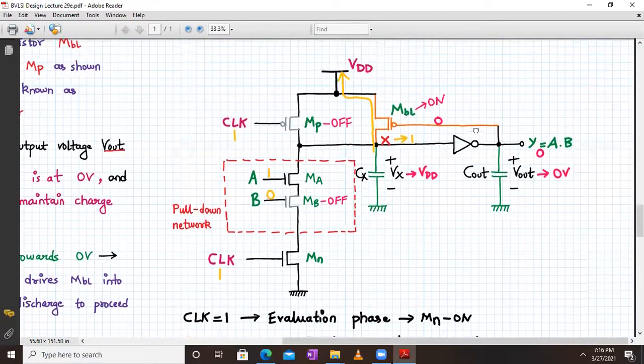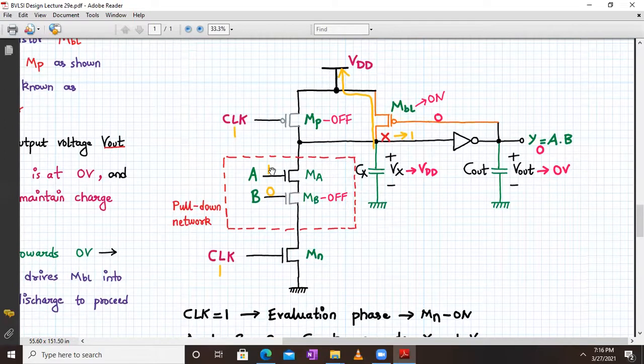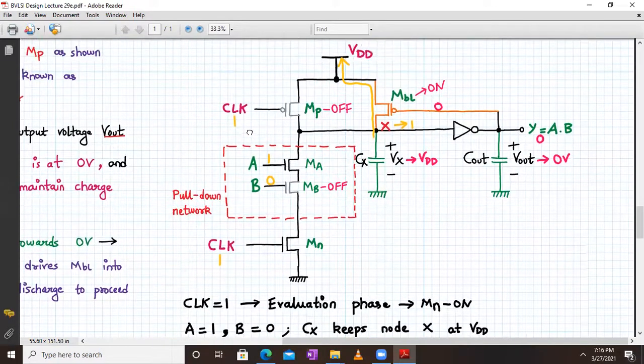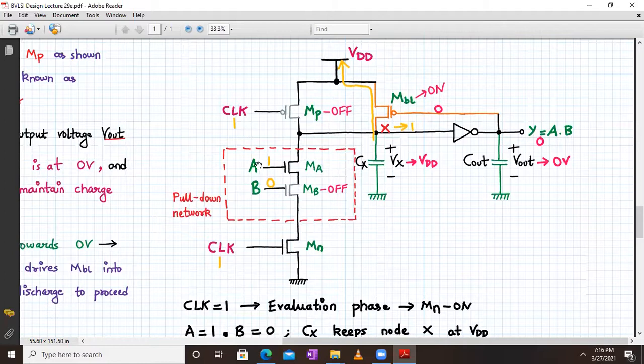Let us go to the case where A is 1 and B is 0. So A is 1, B is 0. That means MB transistor is off and the clock is 1. So the pull down network is off. That means this internal capacitor CX cannot discharge to the ground. So the internal node X should hold the pre-charge value of VDD. That means Vx should be VDD.